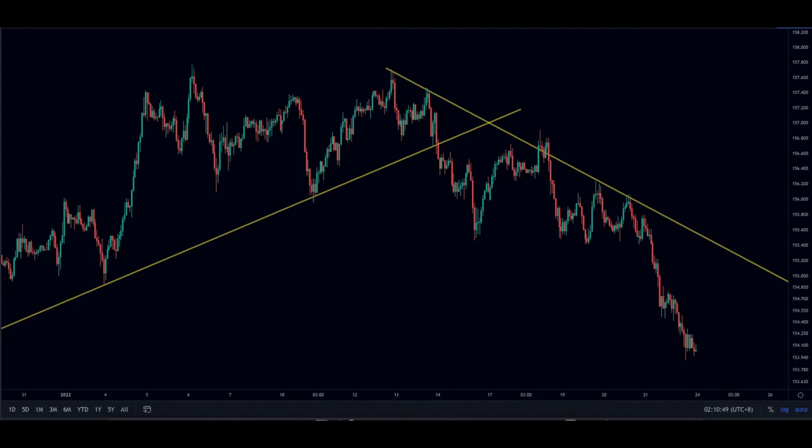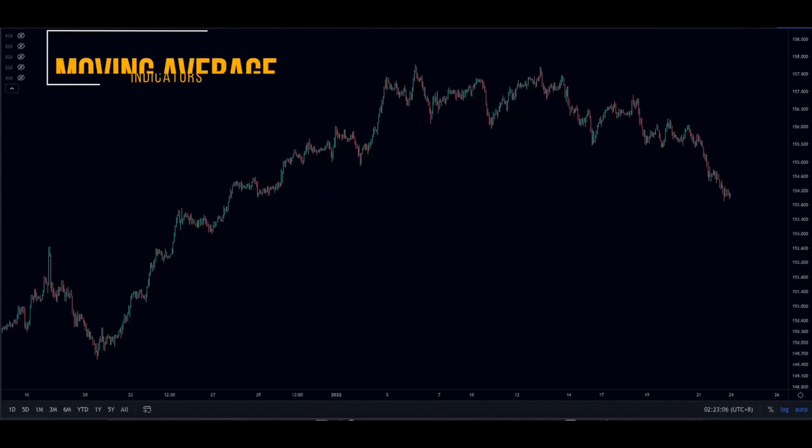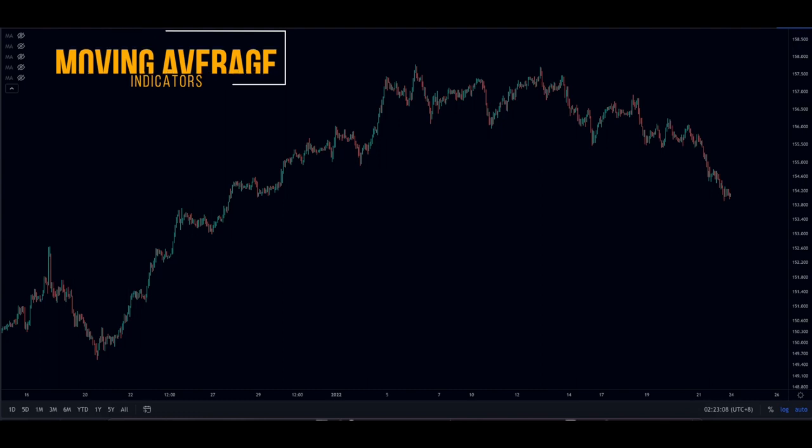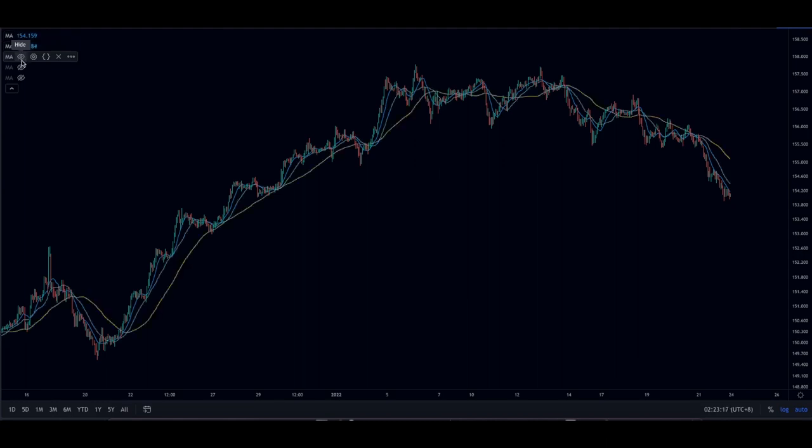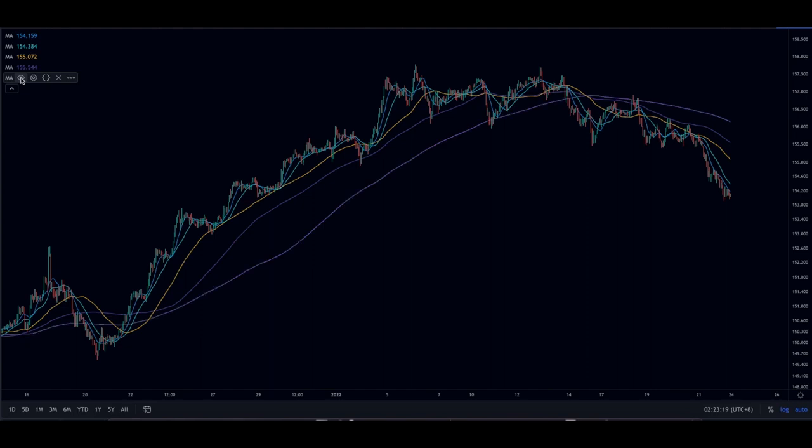Now let's briefly look at some common indicators. Moving average. Many traders like to use the moving average, but not all agree on which one to use. The popular ones are 10, 20, 50, 100, and 200. The number represents the average of the previous candles.